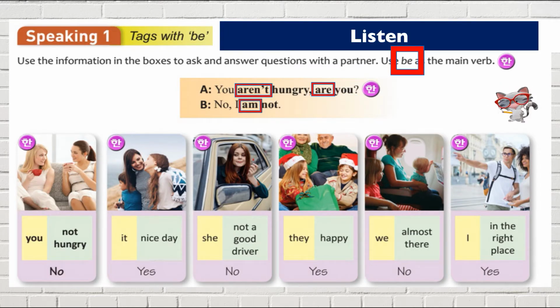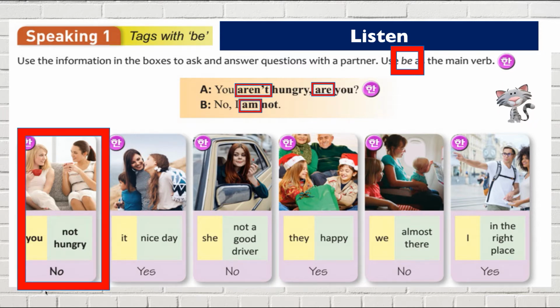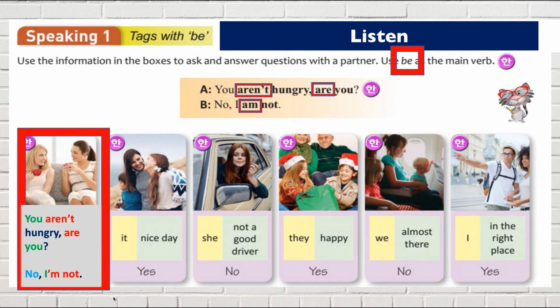So listen up, we're using be as the main verb in the tag question. For example, the first one: you are not hungry. Here you make the statement. If it's got a not, you make a negative statement followed by an affirmative tag question. And then say, no, I am not, or yes, I am. So for example, the first one, you aren't hungry, are you? No, I'm not. So Young-hee, let's try number 2.